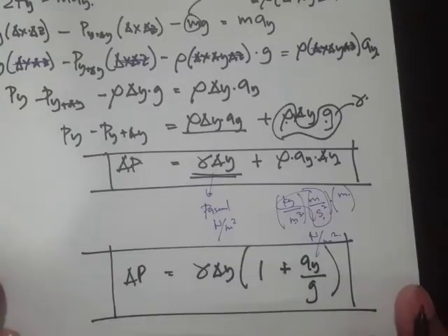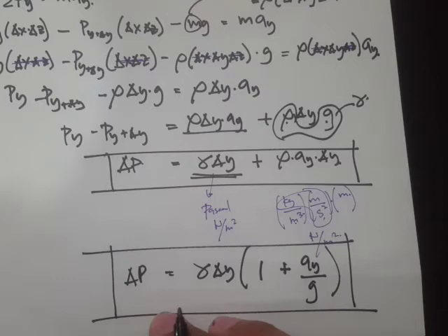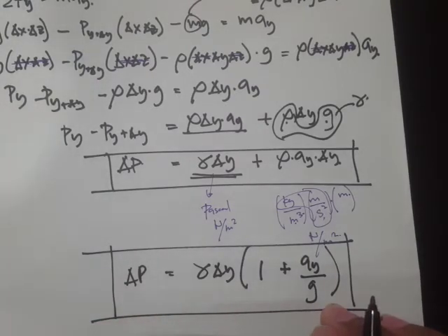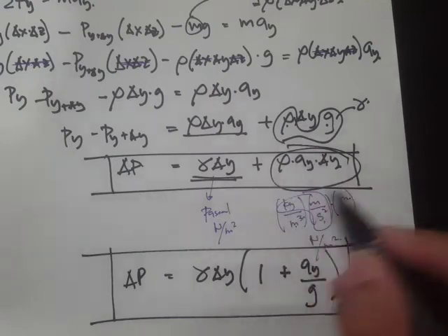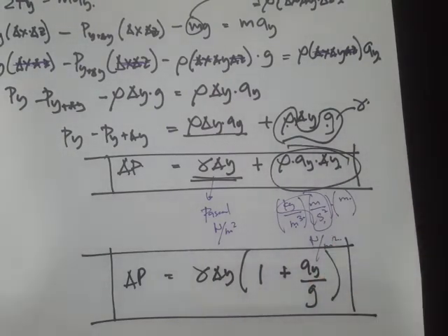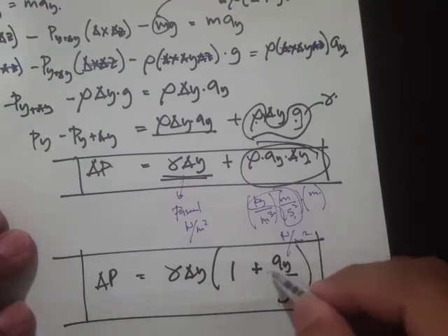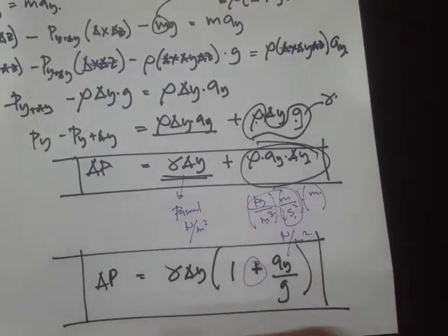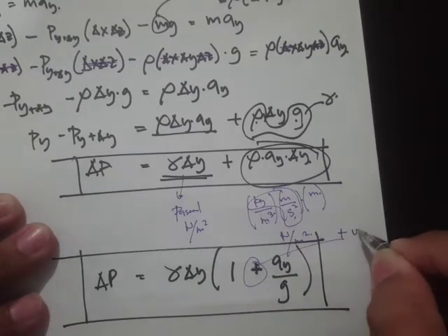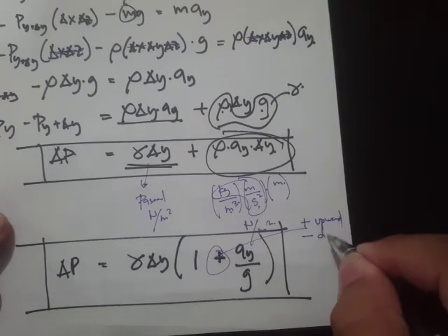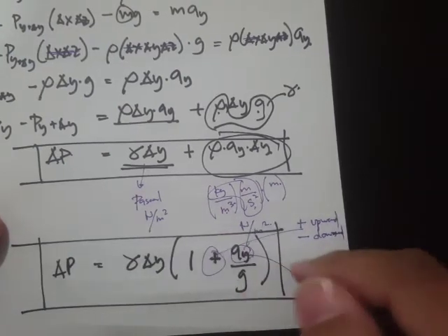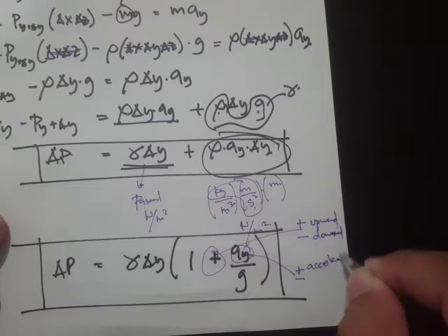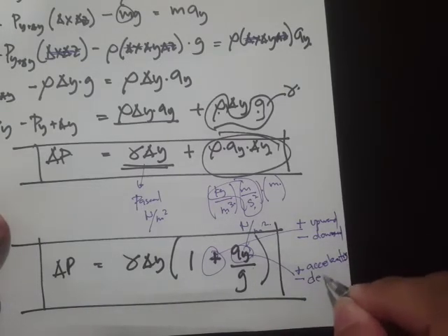This is our pressure variation equation if we have an acceleration along the vertical direction. The increase in pressure is given in this term right here, the hydrostatic plus the term right here. Let's talk about the plus and minus. This sign can be plus or minus. It is plus if it is going upward, or minus if it is going downward. And this one can also be plus or minus. It is plus if it is accelerating, and minus if it is decelerating.